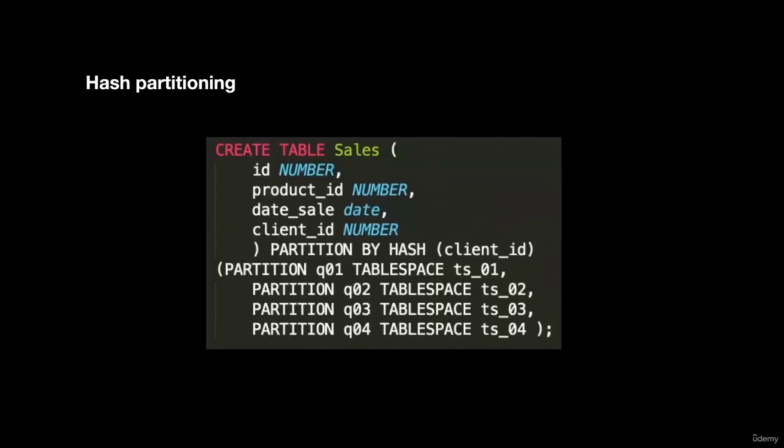Hash partitioning. A hash function is applied to the column or columns, and the row will be placed in the partition according to the value returned by this hash function. Let's use client ID as partitioning key. It should be noticed that the distribution of values for this column may be irregular.